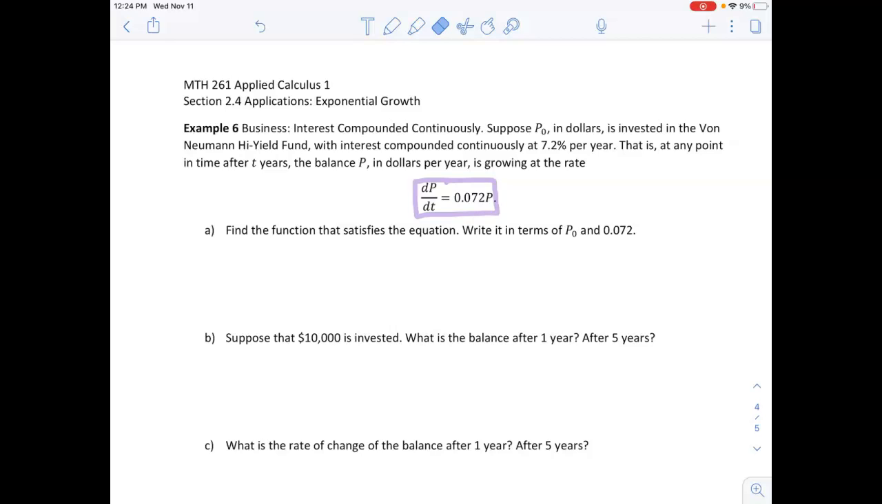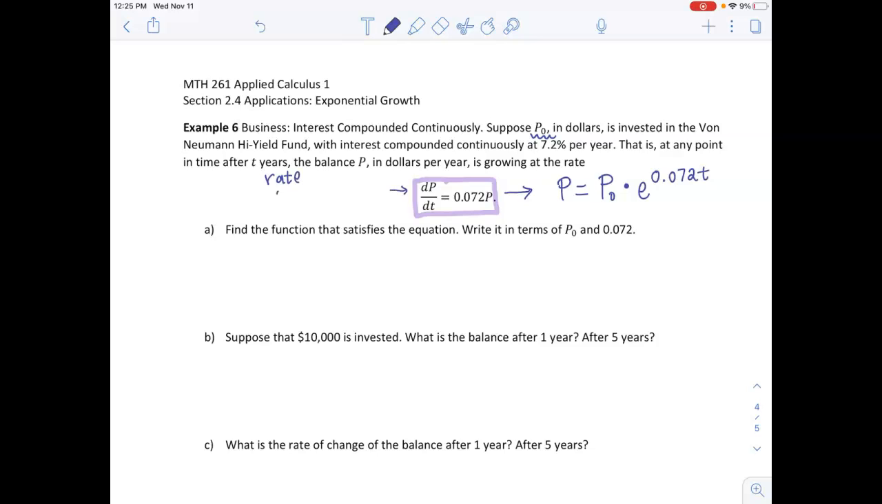They said that at any point in time after t years, the balance P in dollars per year is growing at the rate dP/dt equals 0.072 P. Now, from looking at this, we should be able to come up with the equation. P is equal to C times, and here, let me replace the C with P naught, that's the initial value, P naught times e raised to the 0.072 t.